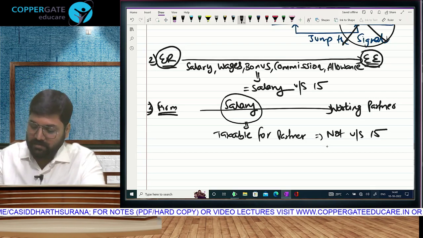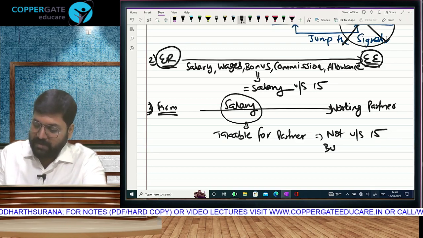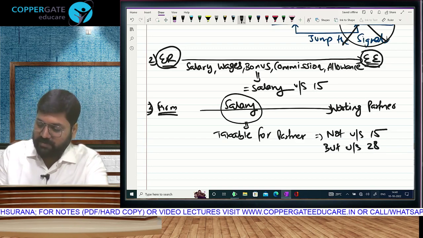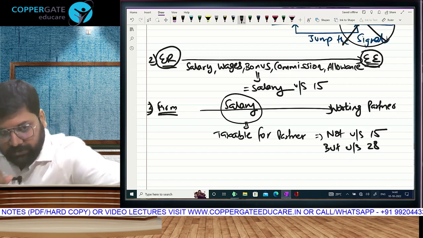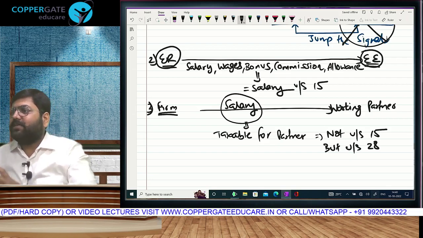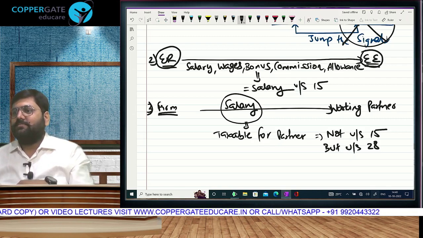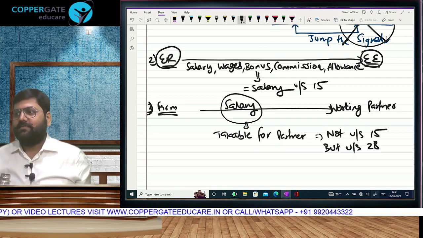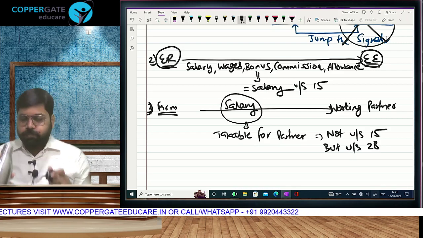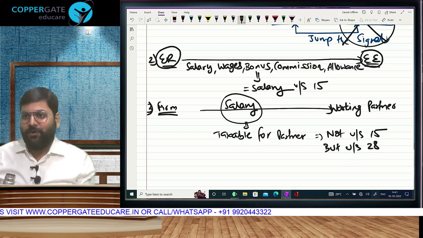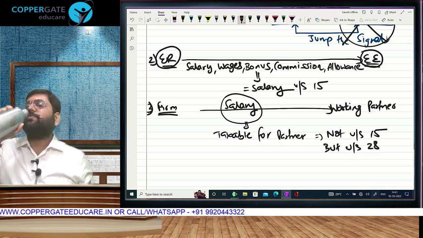Where will it go? Let me be clear about that also. This will be taxable under section 28, that is PGBP. Because a firm is the partner's what? What is a firm for the partner? The partner is the owner for the firm, but what is a firm for the partner?